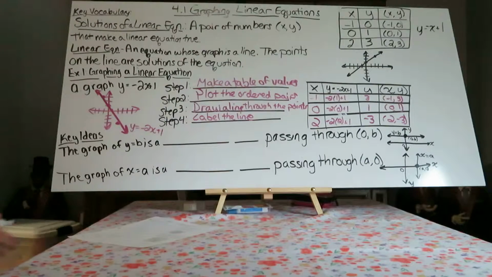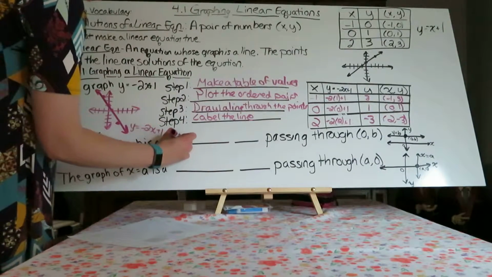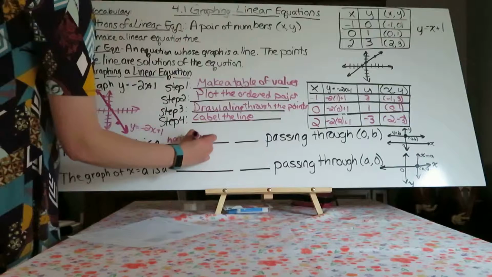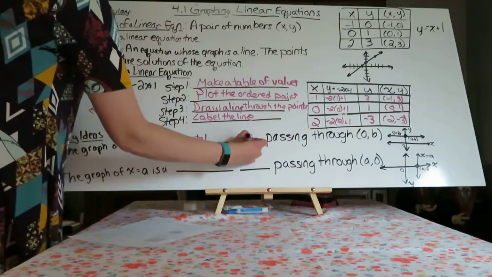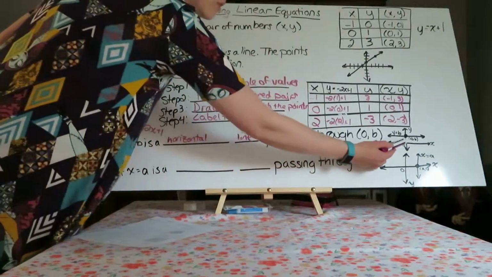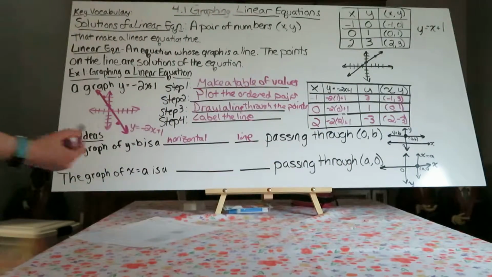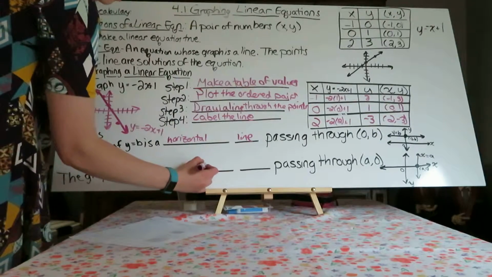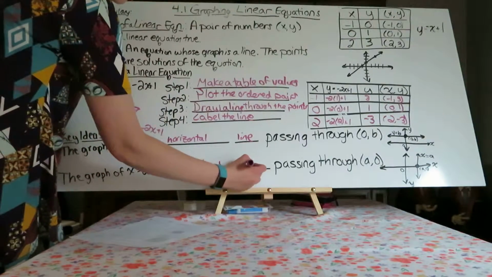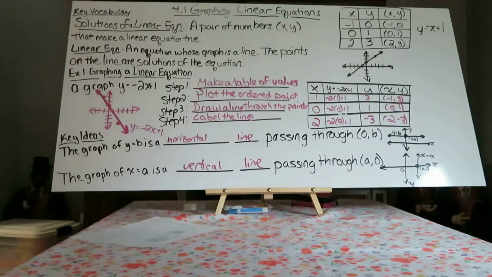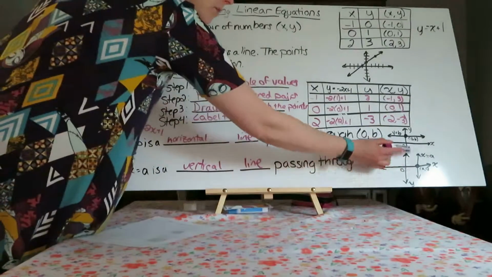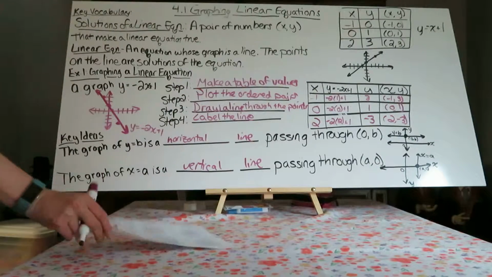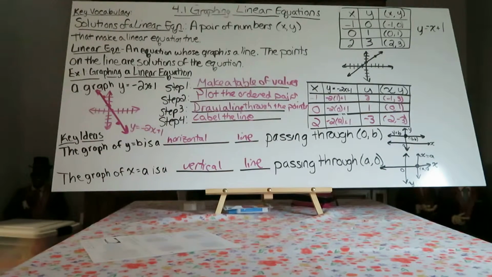Perfect. All right, so key ideas. The graph of y equals b is a horizontal line that passes through (0, b). So here we have (0, b), it's a horizontal line. The graph of x equals a is a vertical line that passes through (a, 0). So again, that's right here, it's (a, 0).